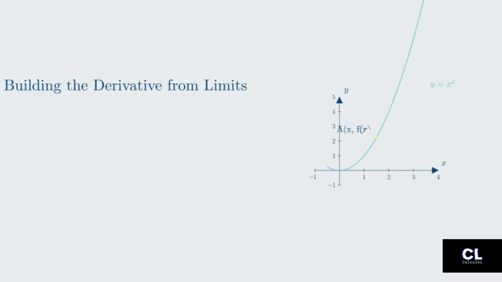We'll call them x, f of x, and a point a little further away, x plus h, f of x plus h. The slope of this secant line is the familiar change in y over change in x. This is an average rate of change. Now, here's the clever bit. We don't want an average slope over an interval, we want the instantaneous slope at point A.